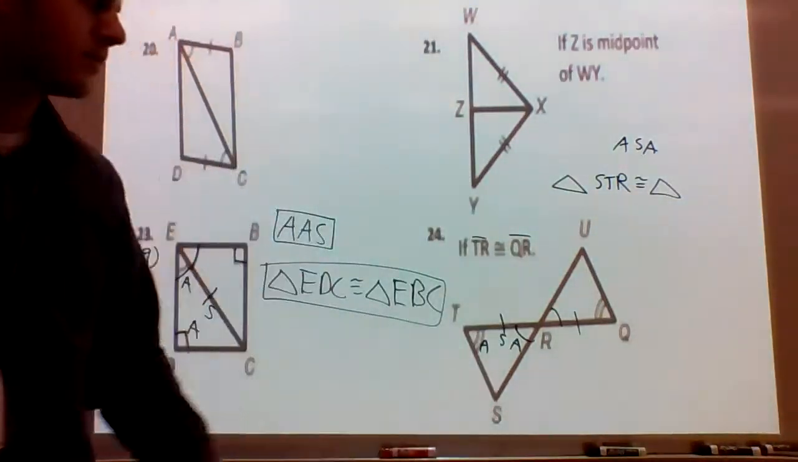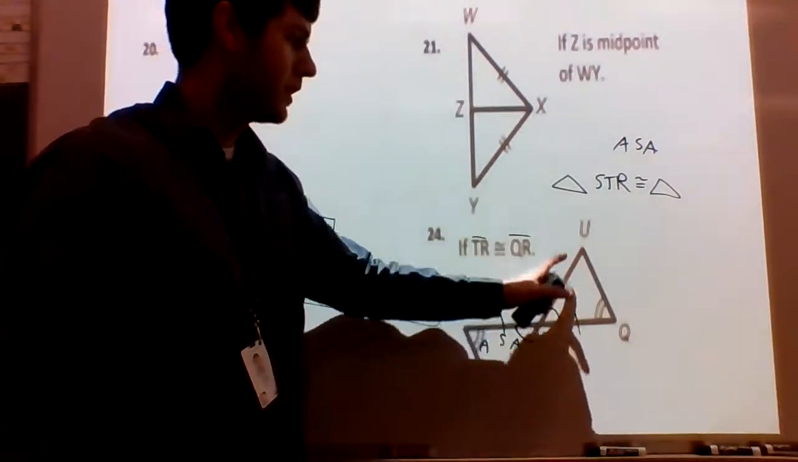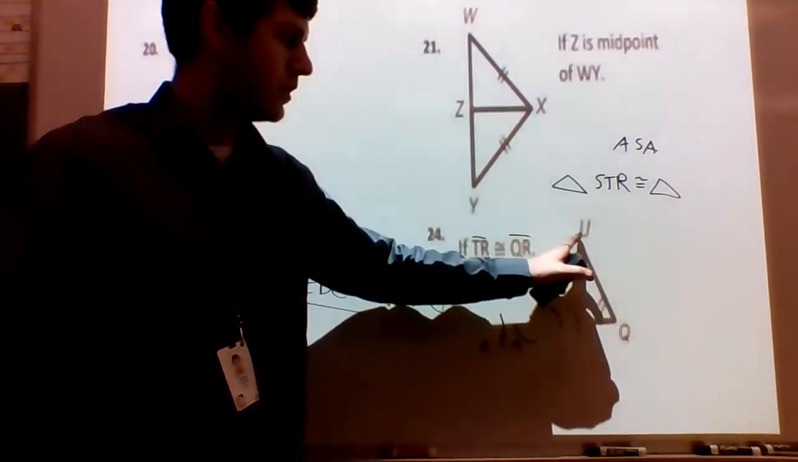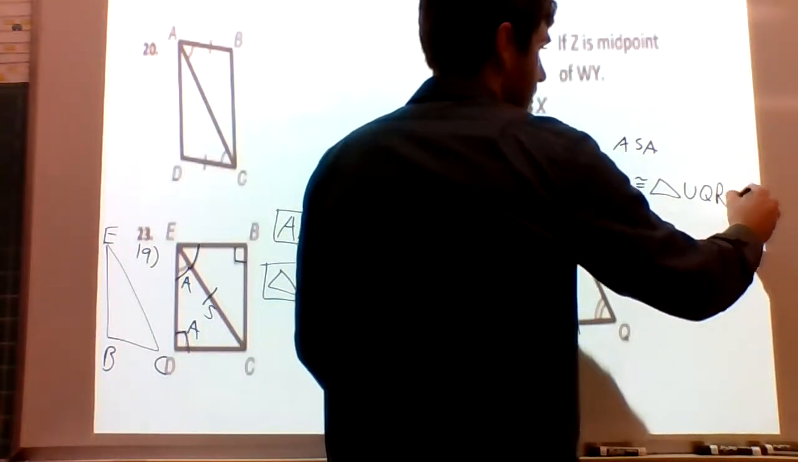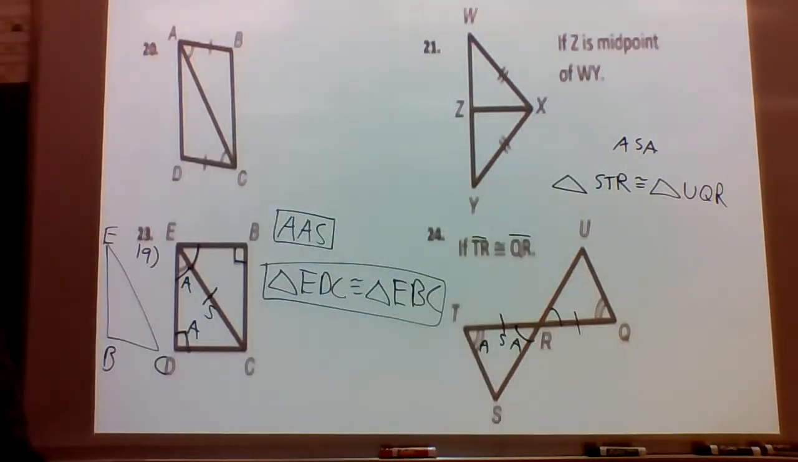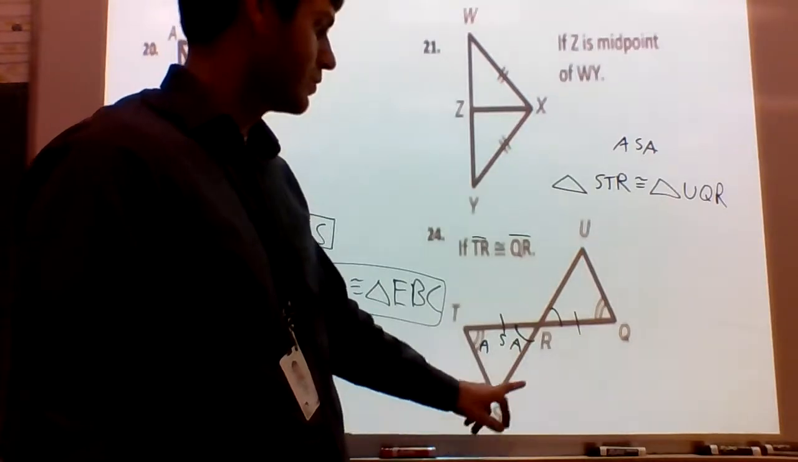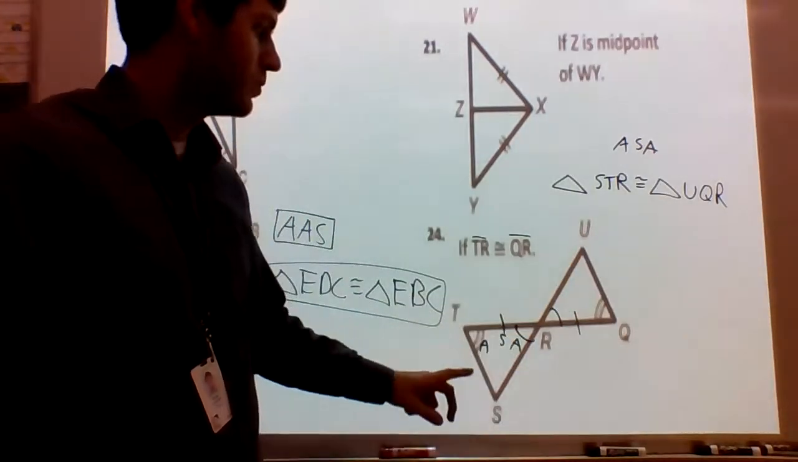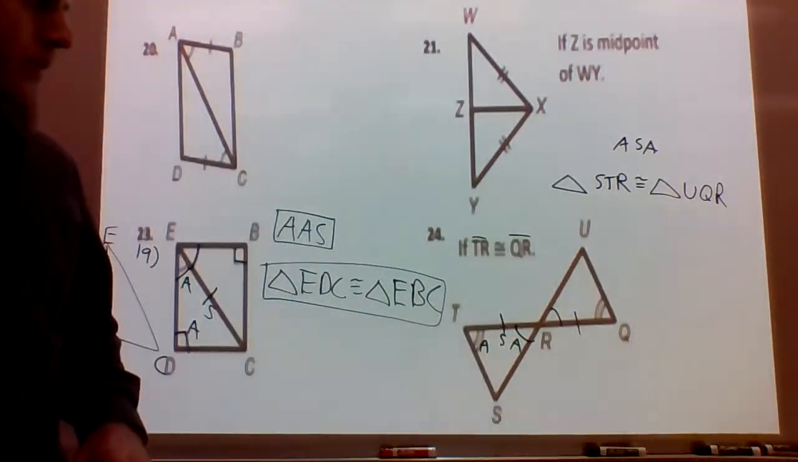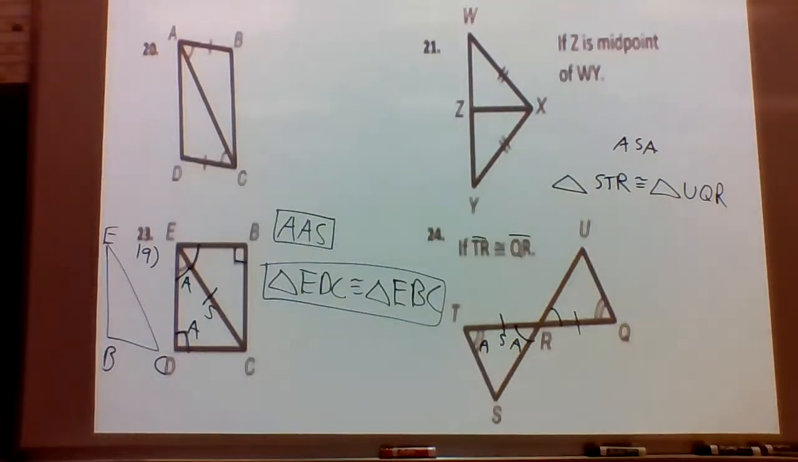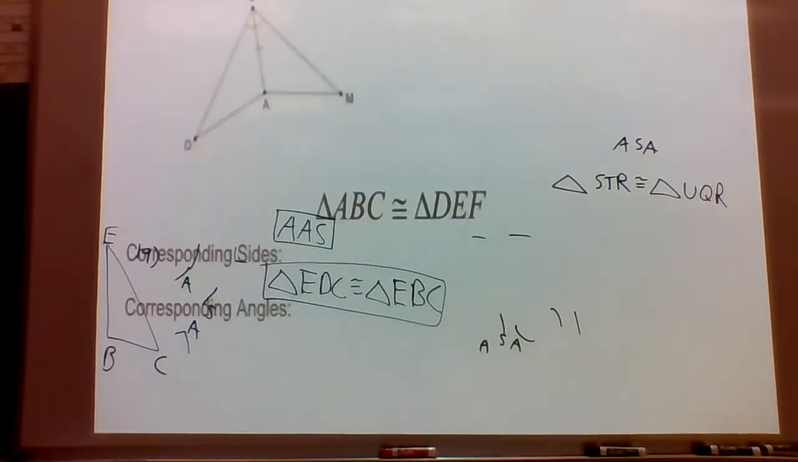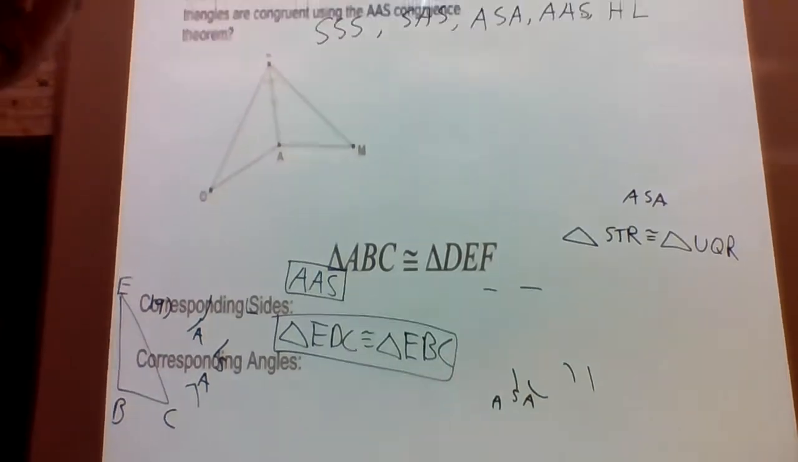What corresponds with S? That's going to be U. So instead of STR, we have UQR. STR is going to be congruent to UQR. RTS would be congruent to RQU. RST would be congruent to RUQ. Okay, so we can name the first one however we want, as long as the second one is in the correct order. Let me see the top here.